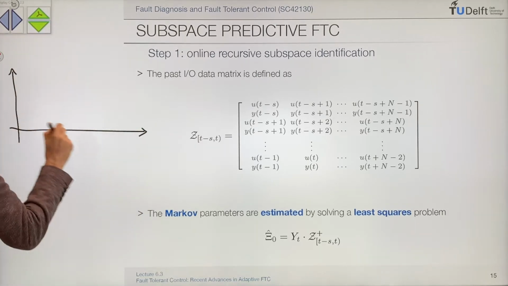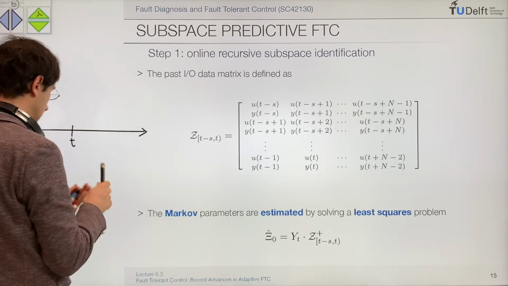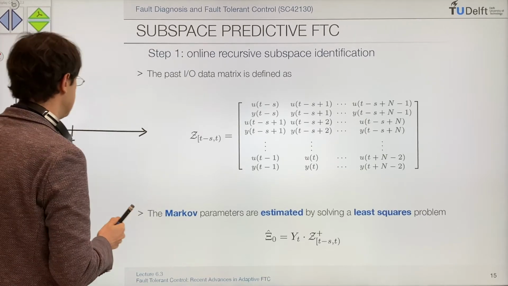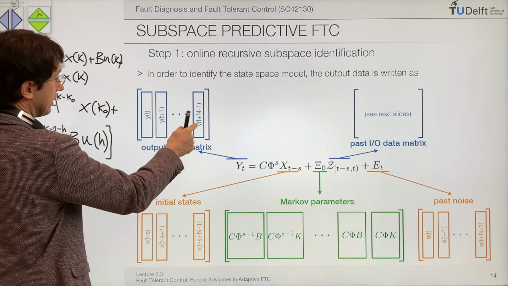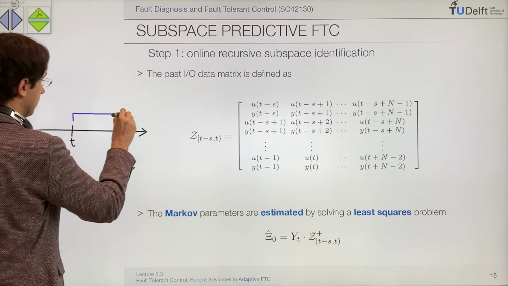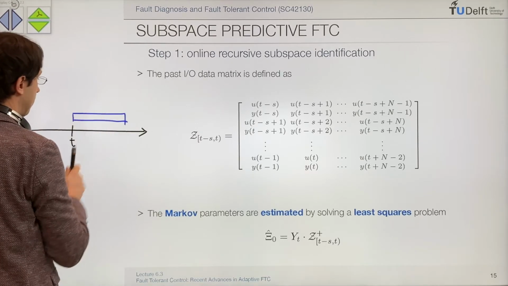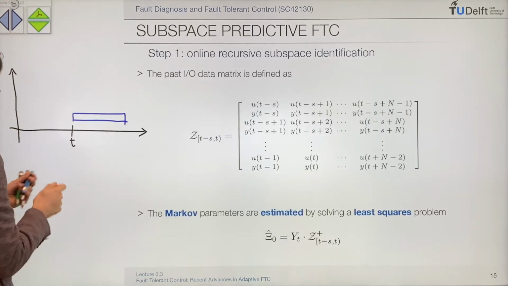Basically, if you have a plot here, you have some time t. You have your first data matrix here from t to t plus n minus 1.